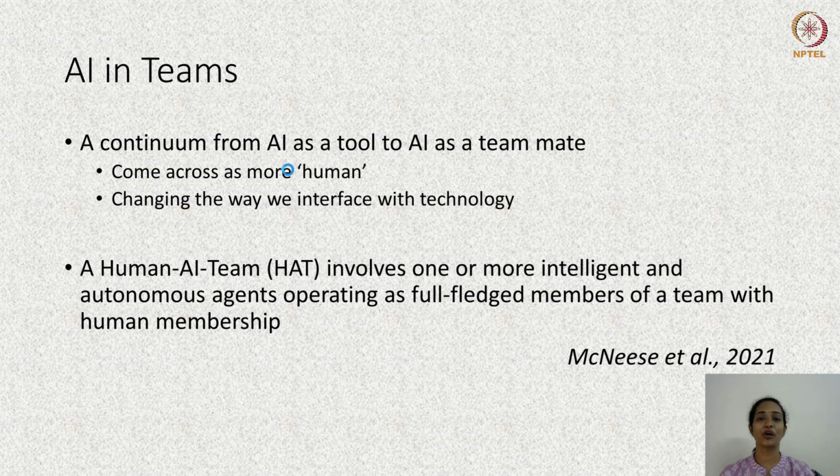On the other end of the spectrum, we have AI, which is a full-fledged team member. That is, a team member who has decision-making capabilities and a team member on whom the other members of the team rely. This has been made possible because of the changing way in which we interface with technology. Therefore, we can define a human AI team or a HAT as one where there is one or more intelligent and autonomous agent operating as a full-fledged member of a team which has human membership.